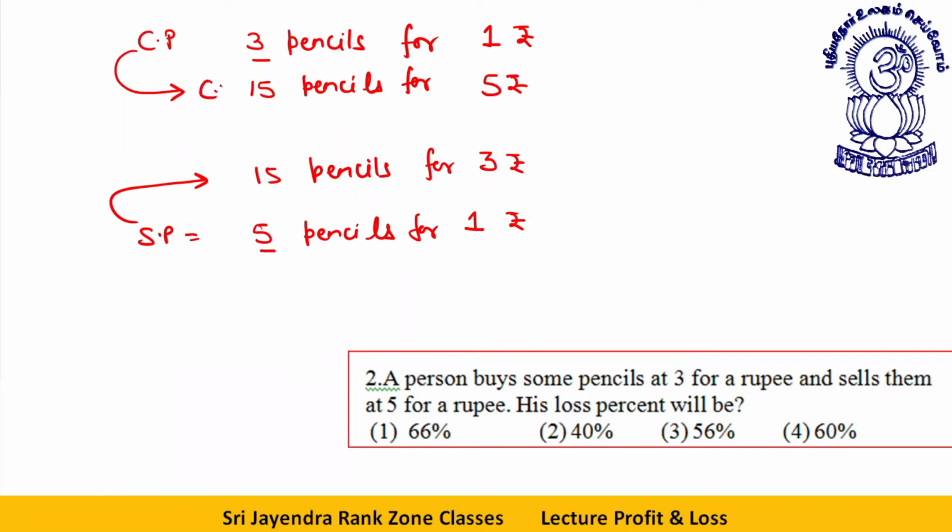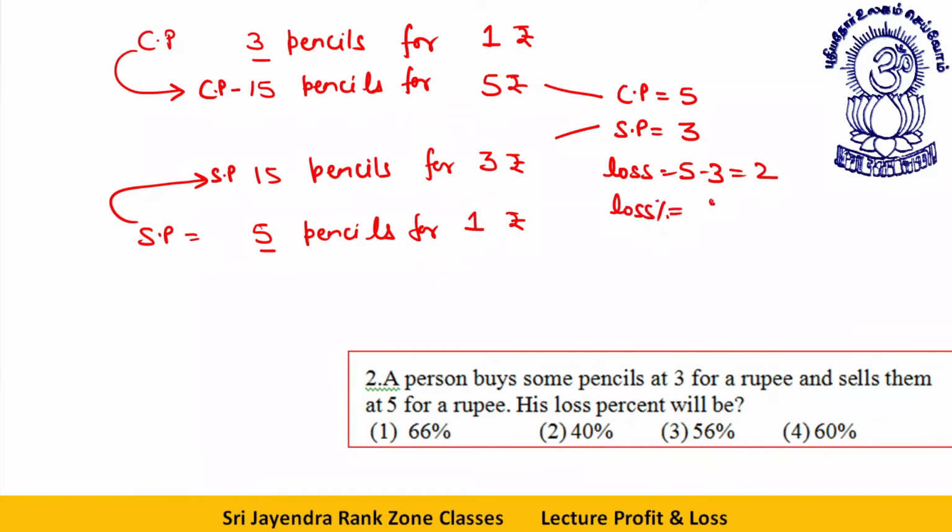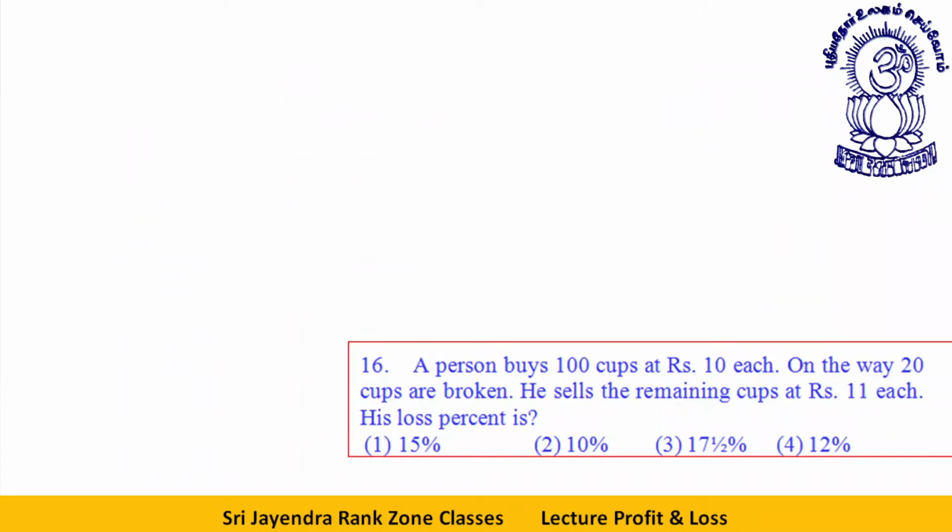Now, CP for 15 pencils and SP for 15 pencils. So what I can decipher is CP for any particular quantity is 5 and SP for the same quantity is 3. What is the loss? Loss is 5 minus 3 equal to 2. And what is the loss percent, my dear beloved student? That is 2 by 5 into 100, or you can say 40%, quite easily demonstrated. Okay, let's move to the next one.